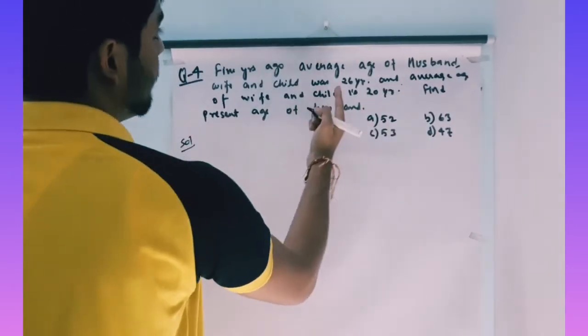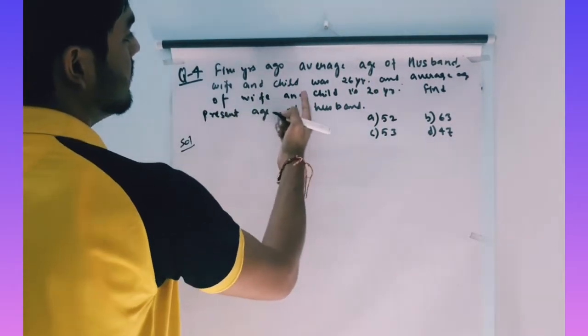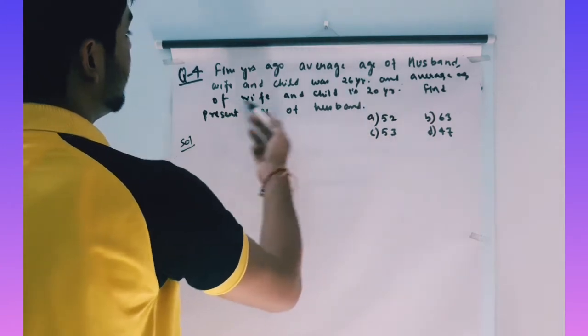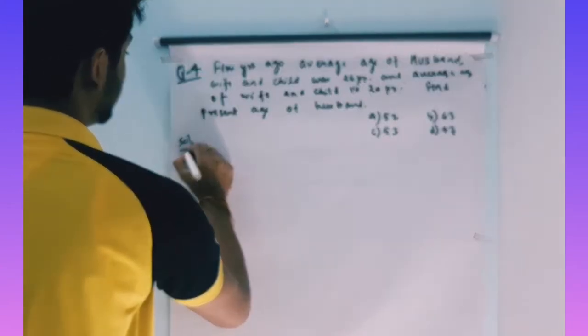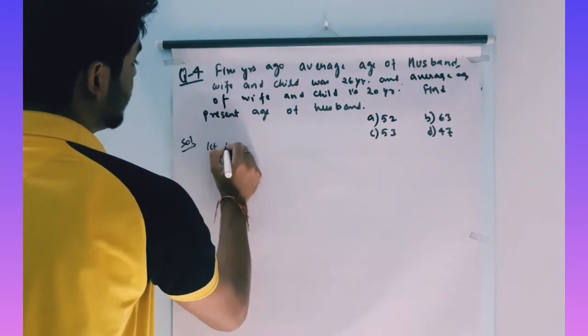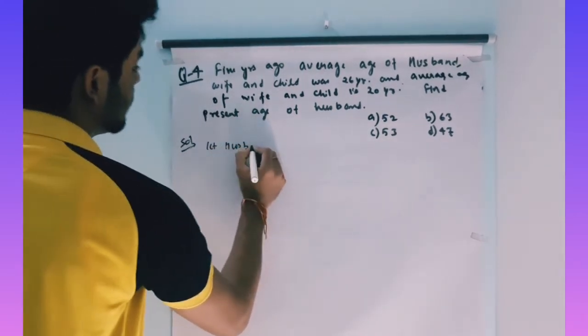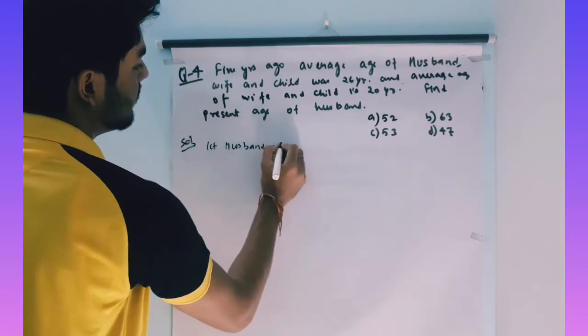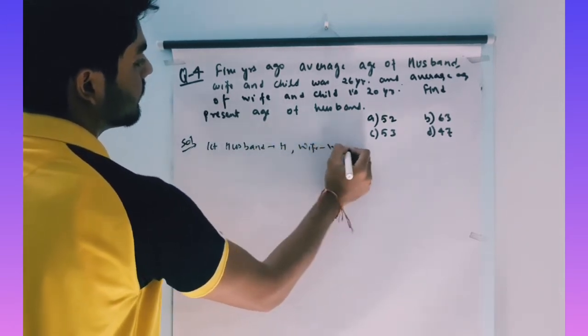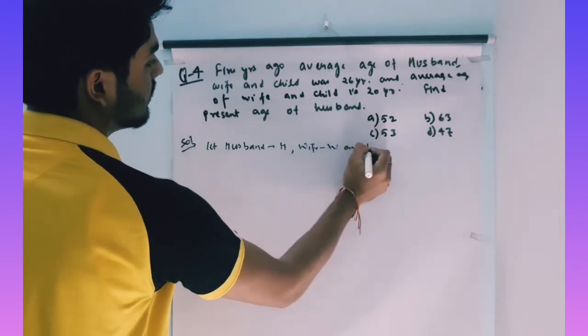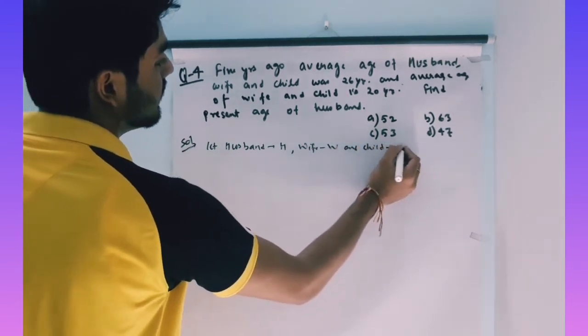Our fourth question is, 5 years ago, average age of husband, wife and child was 26 years, and the average of wife and child is 20 years. Find the present age of husband. First, let husband be denoted by H, wife be denoted by W, and child be denoted by C.